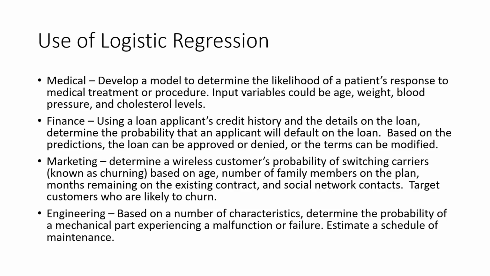In finance, we might use a loan applicant's credit history and the details on the loan to determine the probability that an applicant will default on the loan. So based on those predictions, the loan can either be approved or denied, or we can modify the terms.